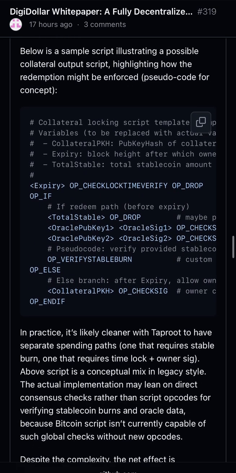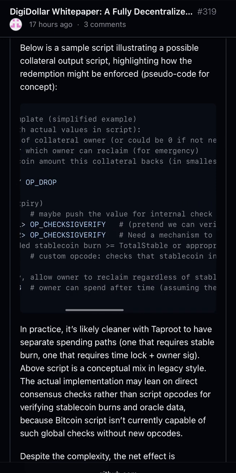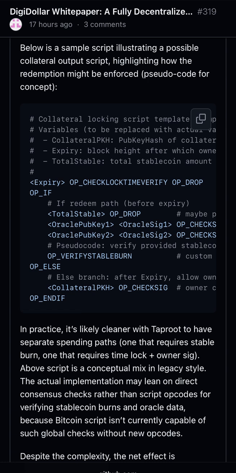Below is a sample script illustrating a possible collateral output script, highlighting how the redemption might be enforced, pseudocode for concept. Collateral locking script template, simplified example. Variables, to be replaced with actual values in script. Collateral PKH: pubkey hash of the collateral owner, or could be 0 if not needed for redemption. Expiry: block height after which the owner can reclaim, for emergency. Total stablecoin amount this collateral backs, in the smallest unit, e.g., cents.